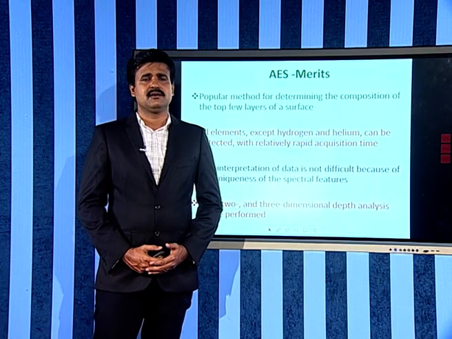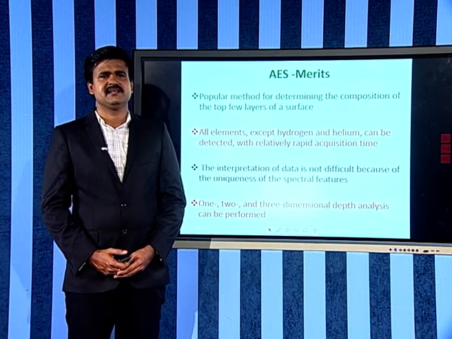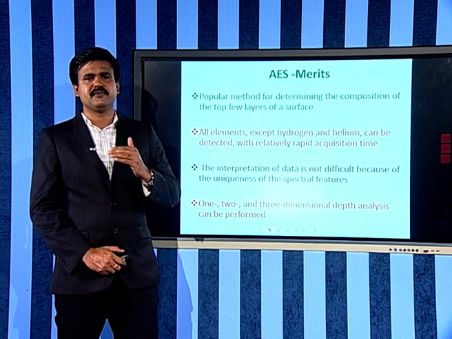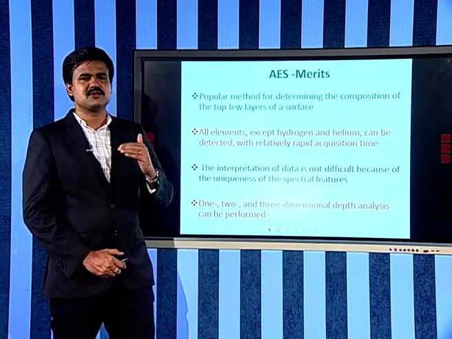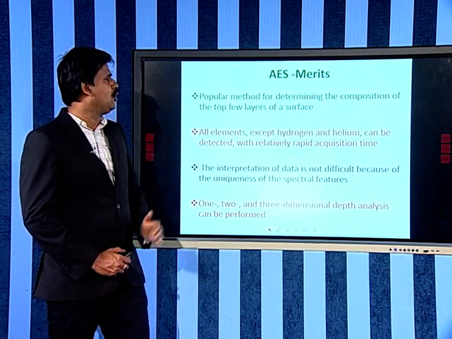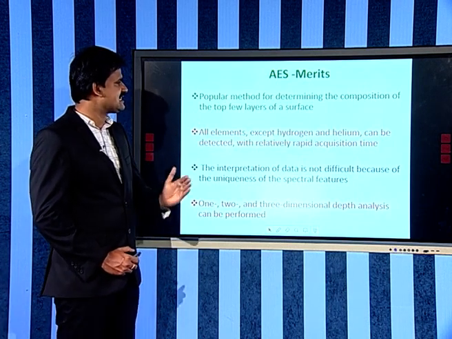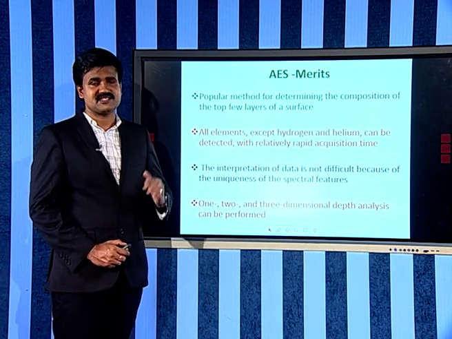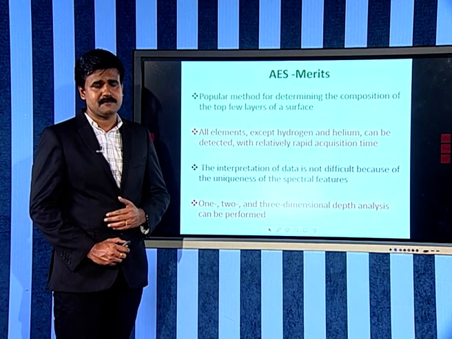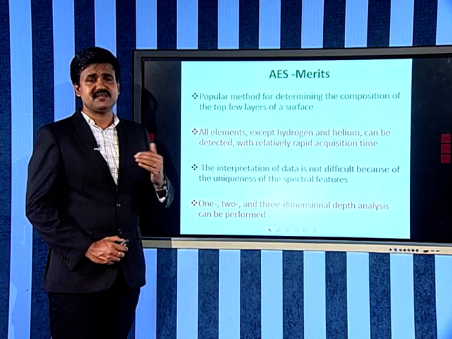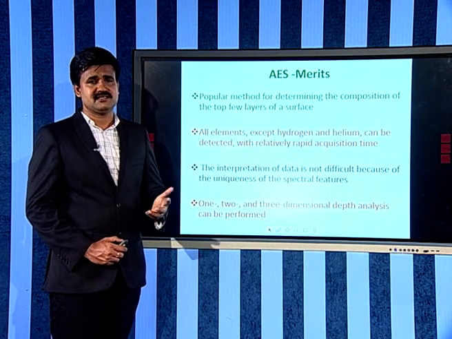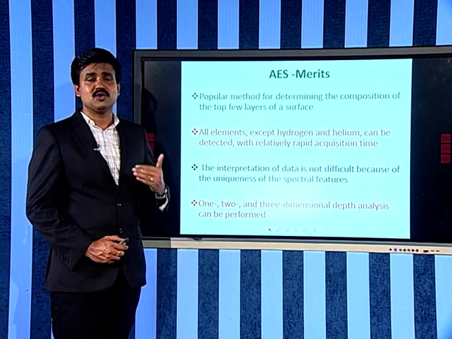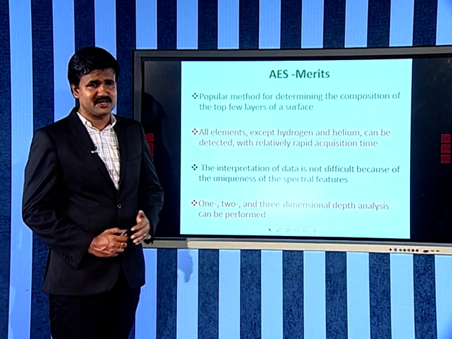The merits of Auger electron spectroscopy. It is a popular method for determining the composition of the top few layers of a surface. That is, it is an exclusive method for surface analysis. All elements except hydrogen and helium can be detected with a relatively rapid acquisition time. Acquisition time is a spectral parameter. Why is it not possible to detect hydrogen and helium? This is because these elements have no inner shell, only one shell. Hence, there is no possibility for the emission of Auger electrons.